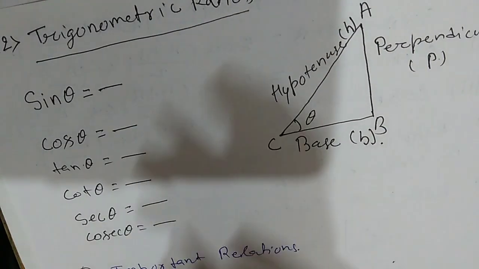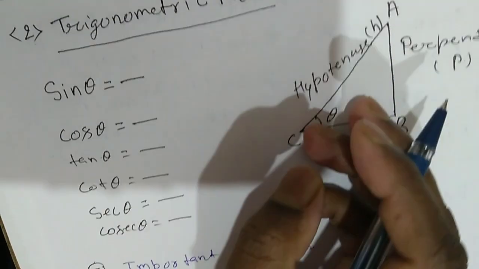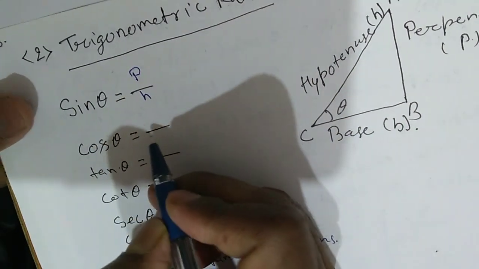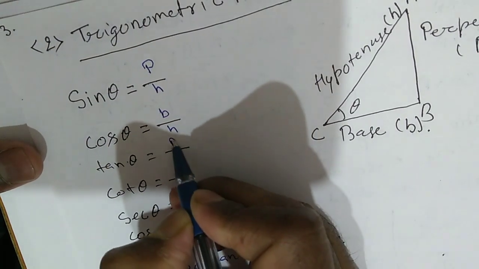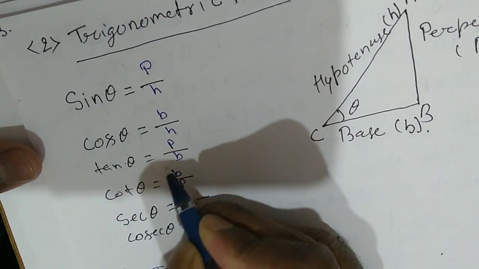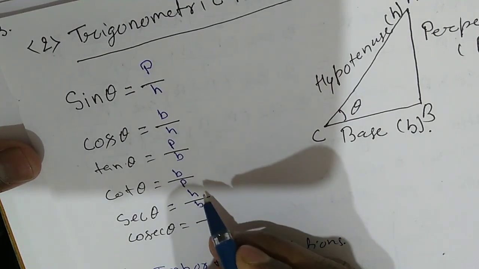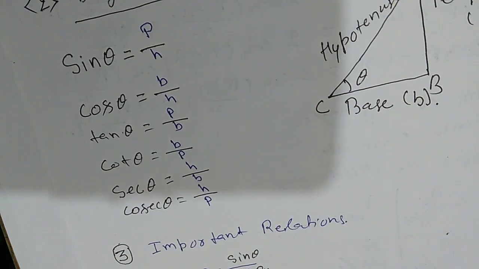Next topic is trigonometric ratios, that is sin theta, cos theta, tan theta and sec theta. Already you know that sin theta is p upon h, where p is perpendicular and h is hypotenuse. Cos theta you know very well, base upon hypotenuse. Tan theta, perpendicular upon base. Next one is cot theta, b upon p, just the opposite of tan theta. Sec theta is h upon b, and cosec theta is h upon p. Already you know very well.